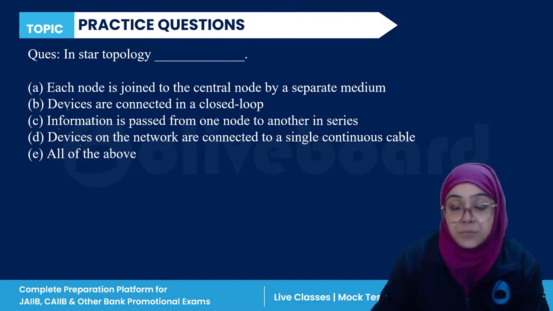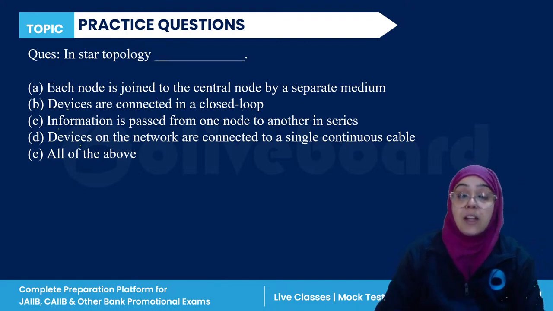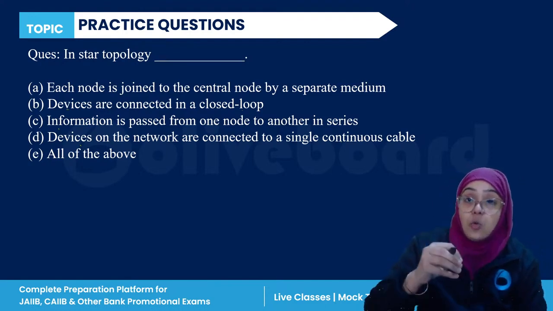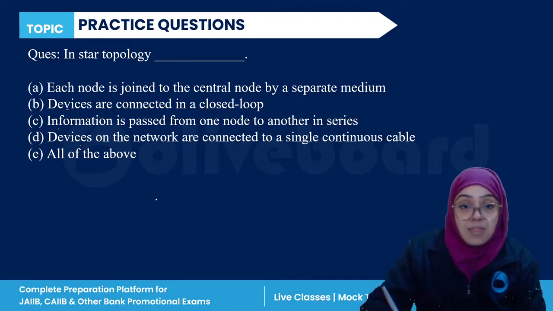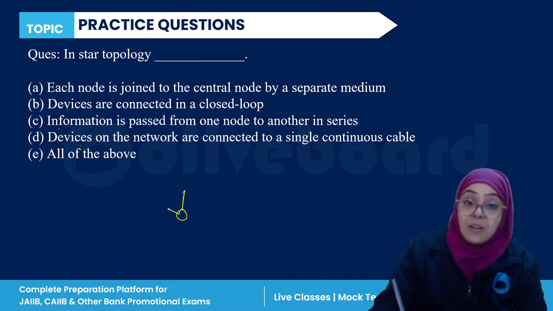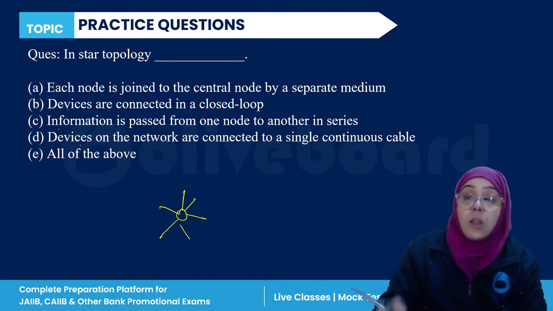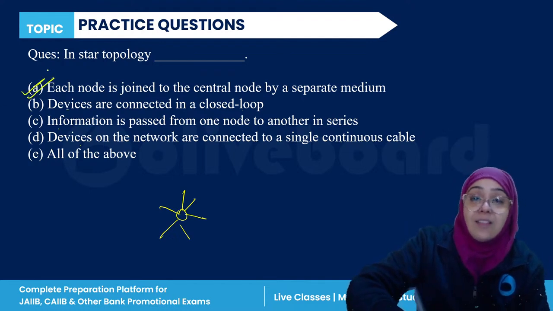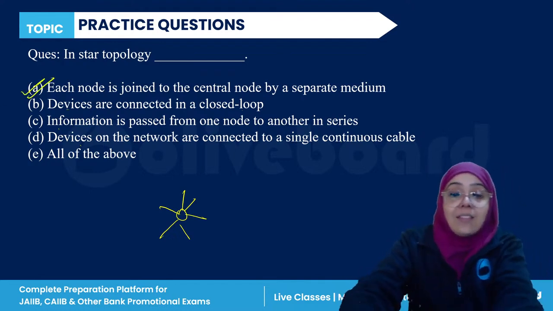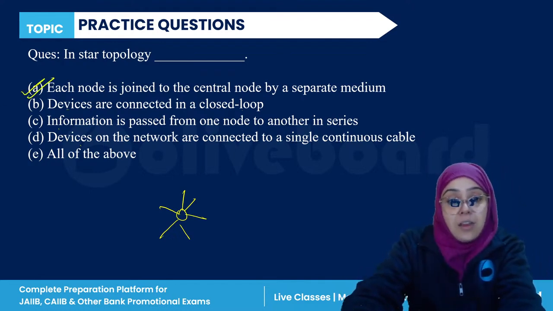Star topology, the characteristic is each node is connected to a central node by a separate medium, and that's why it is called a star topology. There is a separate medium, and each node is connected to a central node with that medium, right? So A is the correct answer here, right? Everyone?